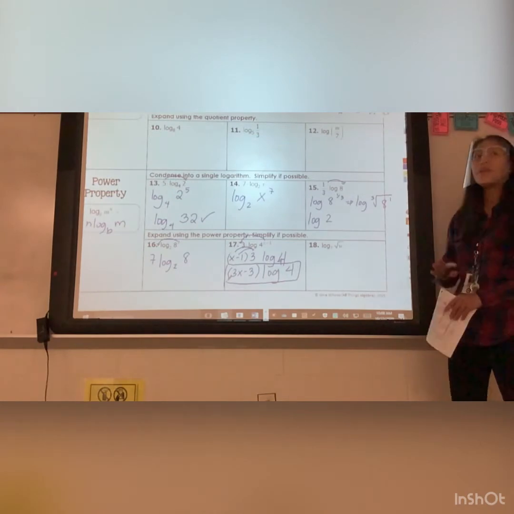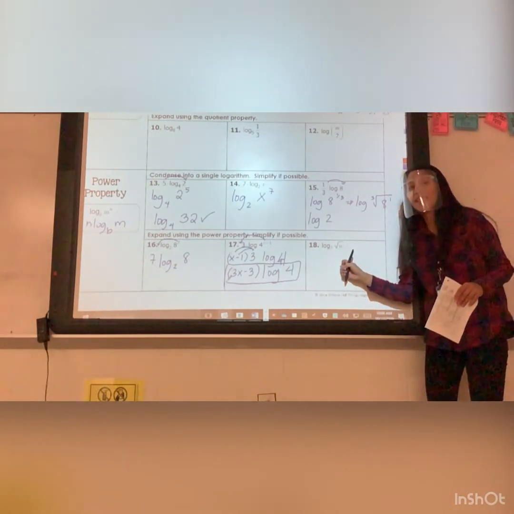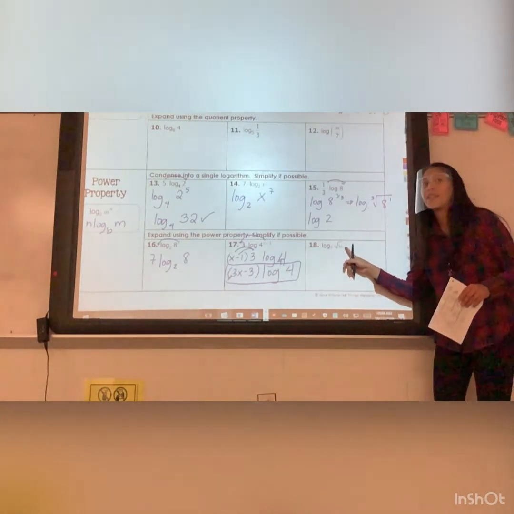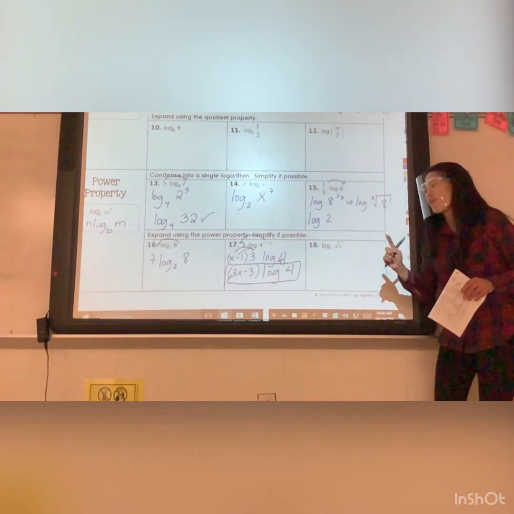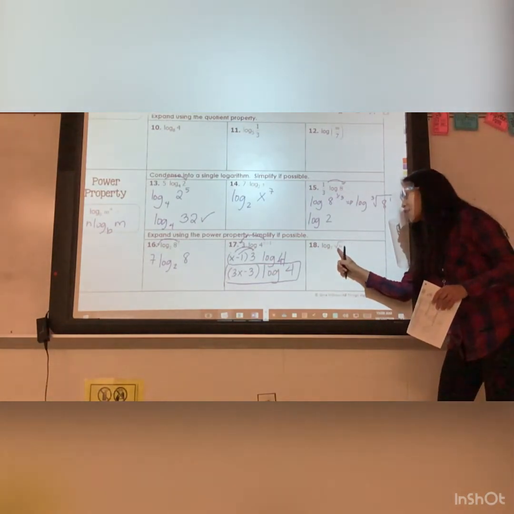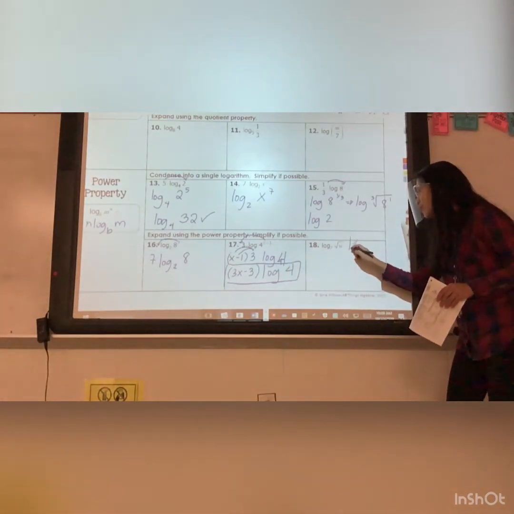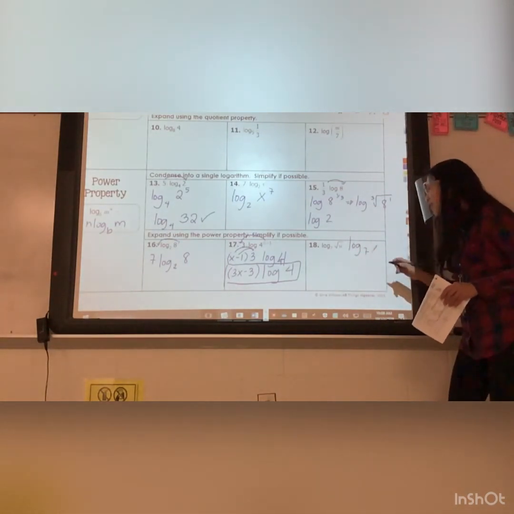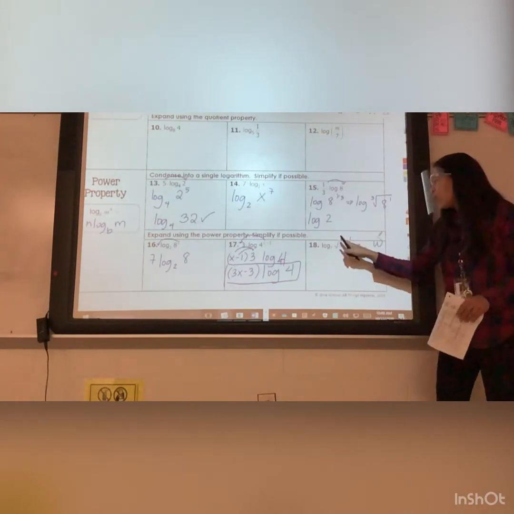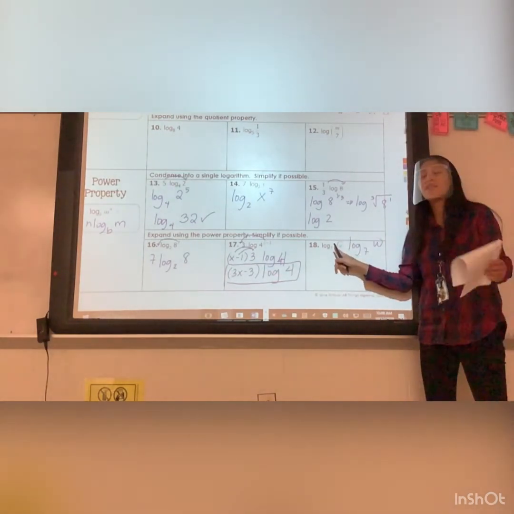Next, for number 18, there is a radical sign here. Don't confuse yourselves. You have to change this first with a fractional exponent. So this is what you're going to do. Log of your base 7 of W. What is the root here? Even if there's nothing written here.